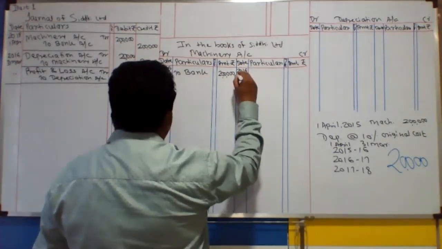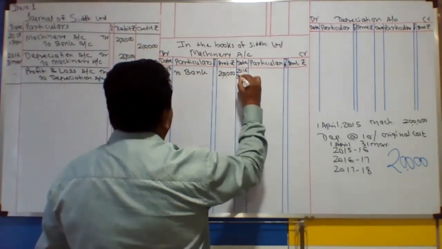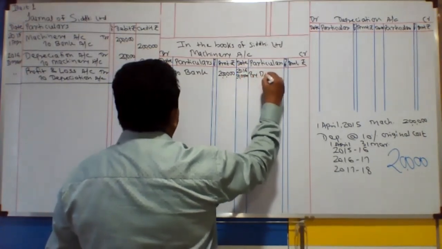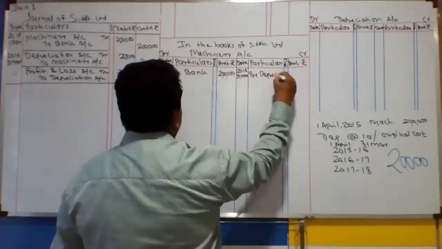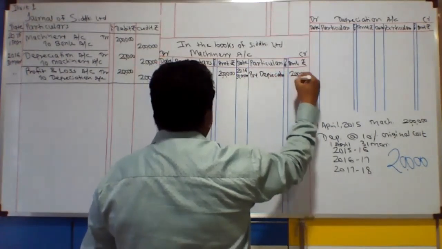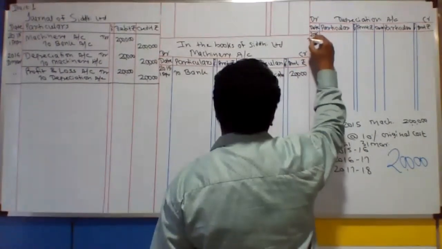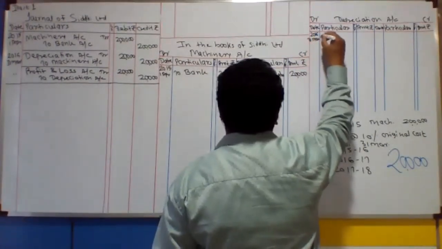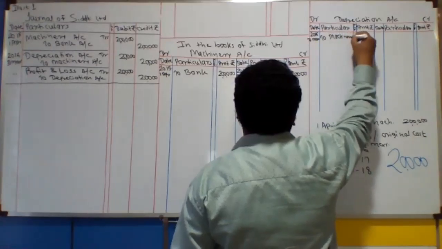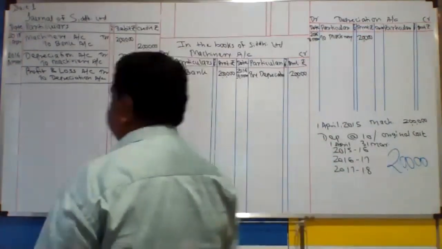2016, 31st March. Okay, right as a by depreciation 20,000, and in the depreciation account you write as a to machinery 20,000.